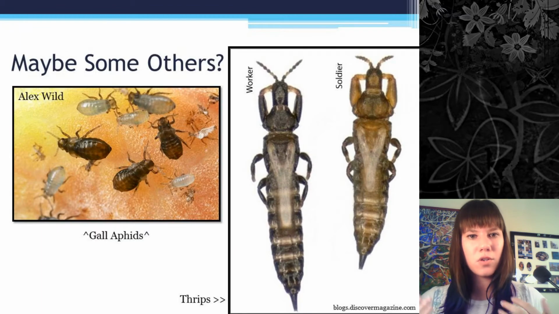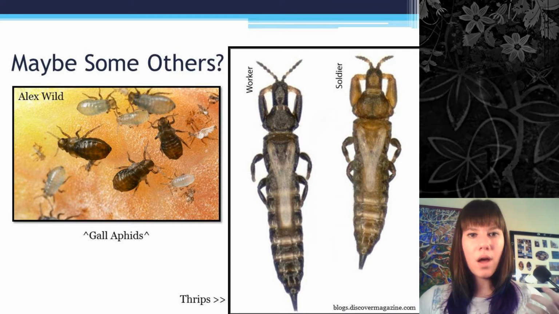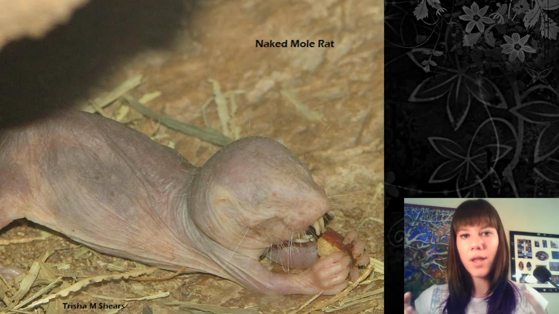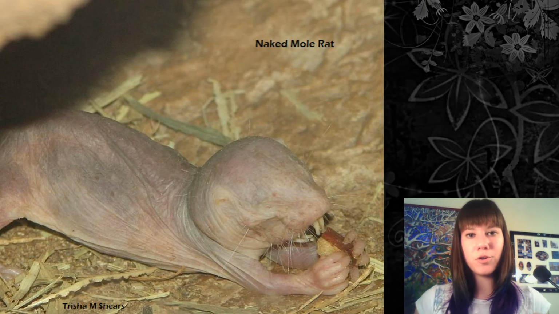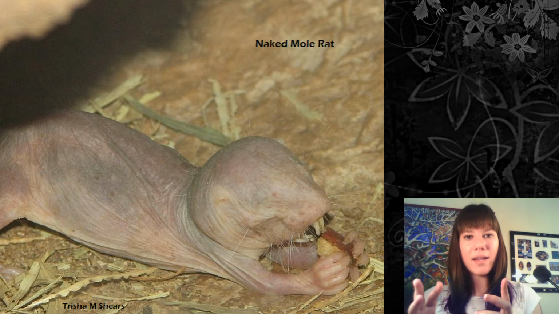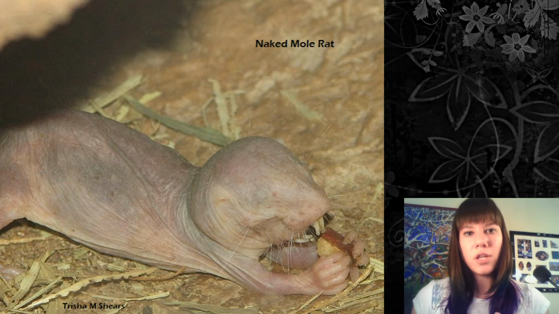Like there are eusocial gall aphids, and there are some eusocial thrips with Hymenoptera, and there's one mention of a eusocial weevil, and there's one mention of a eusocial wasp. A good mammalian example are the naked mole rats because they do have overlapping generations, they do have cooperative brood care, and they do have a queen that produces offspring for all of them.